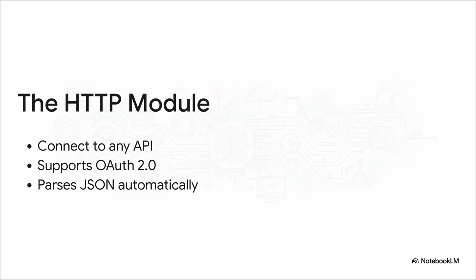If a piece of software doesn't have a native integration in Make, no problem. You use the HTTP module to connect to literally any web API. It handles all your standard web requests, manages custom headers, and it'll even navigate complex OAuth 2.0 authentication flows and parse raw JSON responses, all without you having to write a single line of actual code.